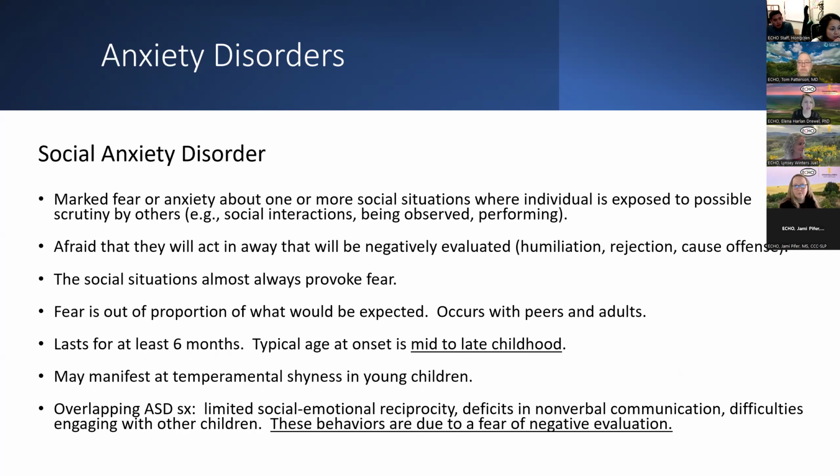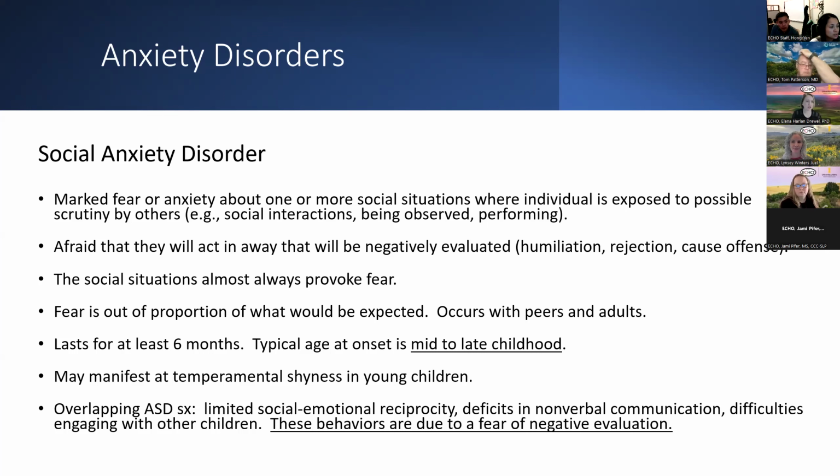So another form of anxiety is social anxiety disorder, and this is a common differential that I see, at least with my older kids. So a marked fear or anxiety about one or more social situations where the individual is exposed to possible scrutiny by others. So a fear of social interactions, fear of being observed, a fear of being evaluated negatively, fear of performing, those are examples. There's an identifiable fear that they will act in a way that's negatively evaluated. And usually this fear is irrational. So fear of humiliation, rejection, like some people don't like to be observed eating, for example, or just other kinds of common scenarios.